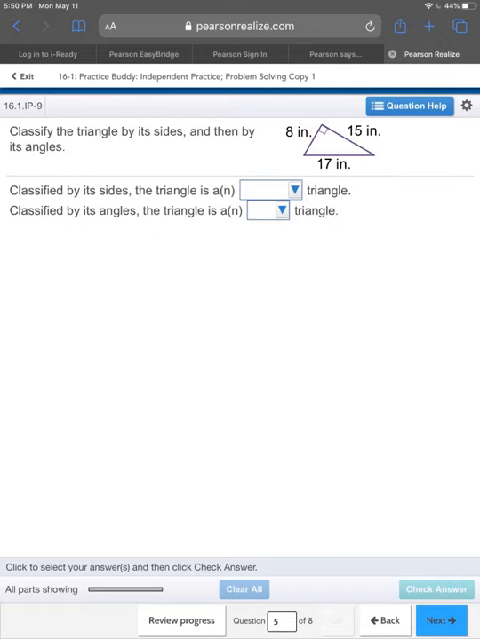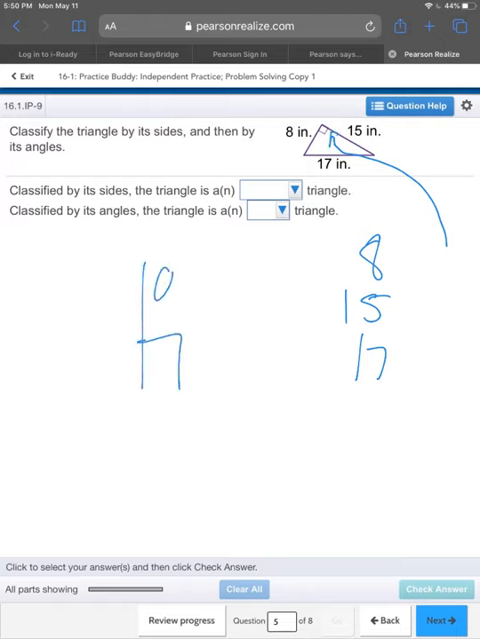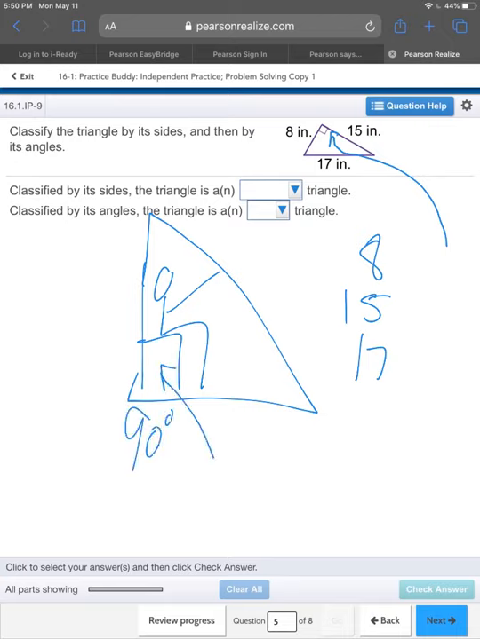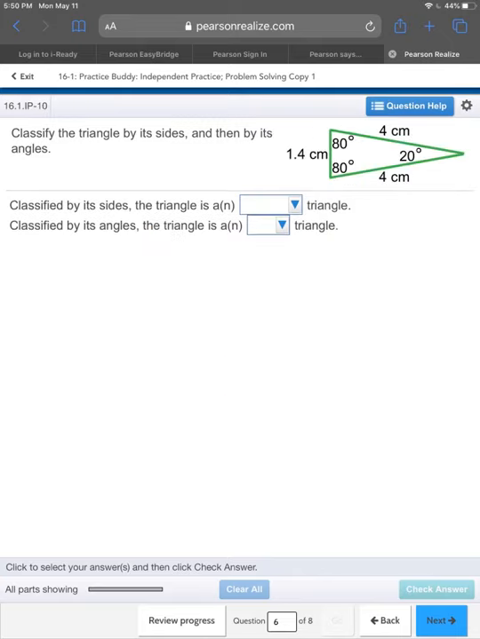Think about this. My sides are 8, 15, and 17, and then I have that one angle there. Remember that chair in the corner? That chair means that it's a 90-degree angle. You can call it a box or a chair or a right angle identifier. So you have three sides that are different, and that angle right there tells you that it's 90 degrees, and that should tell you your answer for this one.